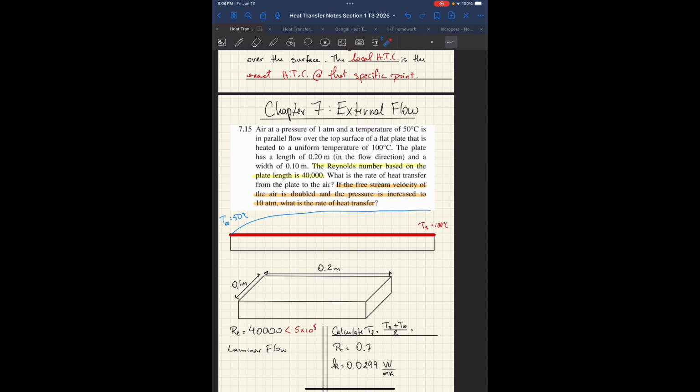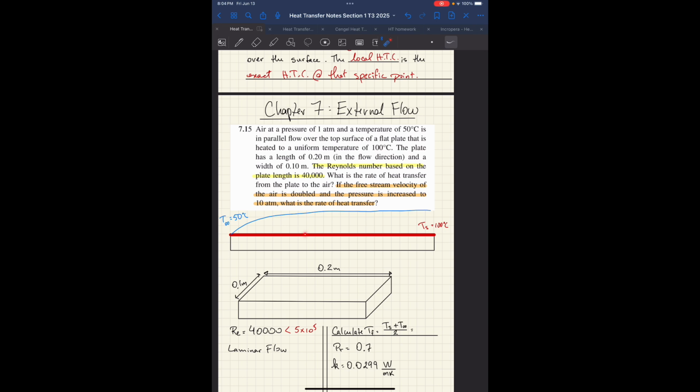The Reynolds number, based on the plate length, is 40,000. So they basically give you the Reynolds number. What is the rate of heat transfer from the plate to the air? We'll deal with this second part that's highlighted in orange in just a moment. First of all, they say that the entire plate Reynolds number is 40,000. Because this is a flat plate, the transition from laminar to turbulence happens at 5 times 10 to the 5. This is not that. This is 4 times 10 to the 4. So it's much less. This is clearly laminar flow.